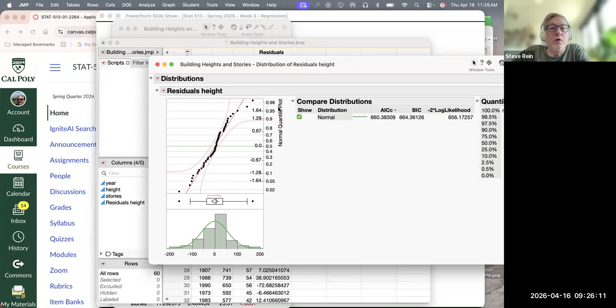I do want to note in this normal quantile plot here, sometimes we talk about linearity in the quantile plot. Let's clear that up just a hair. In the quantile plot, linearity means one thing. Linearity in the graph of the residuals against the x's means something entirely different.